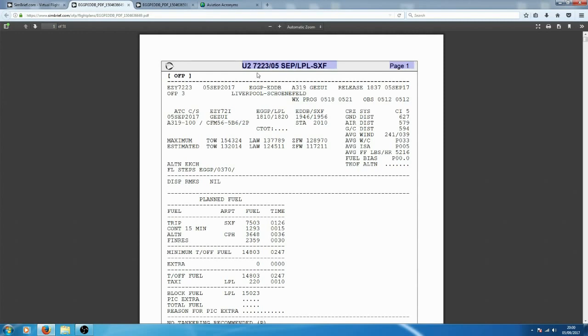So at the beginning up here we have U27223, which is your flight number. U2 is the 2-letter code for EasyJet. Next we have the date, which will be the 5th of September.